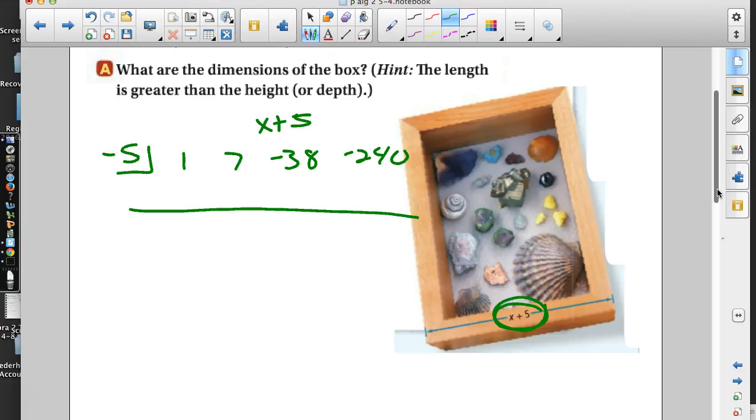How do we start? Bring her down, leading coefficient. Outside the box, what do we do? Multiply. Inside the box, add. Outside the box, inside the box. What do you suppose negative 48 times negative 5 is?